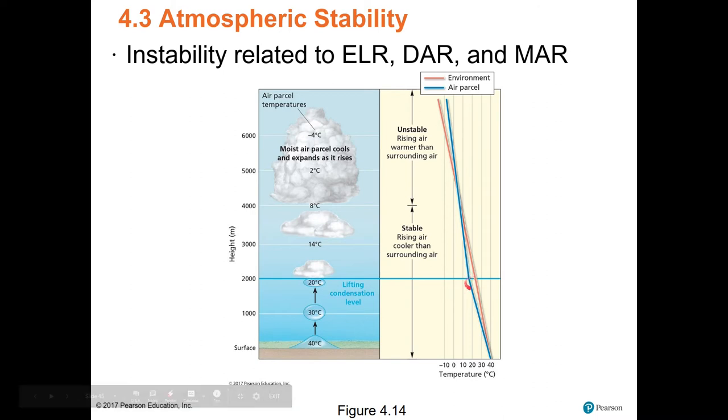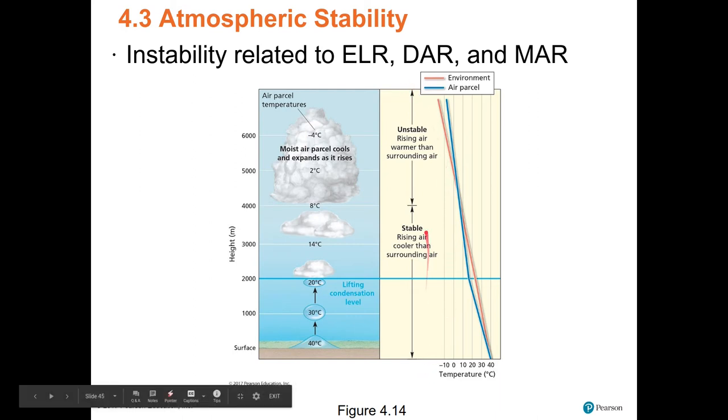But now our parcel has hit the lifting condensation level, so it's cooling at the moist adiabatic rate of 6 degrees. So now from 2 up to 6 kilometers, it's going to lose 36 degrees. And the atmosphere is cooling at a rate of 8 degrees. It's going to lose 48 degrees. So at some point, there's going to be a crossover, right? The atmosphere is going to be cooler than the parcel. The parcel is going to be warmer than the atmosphere, at which point the parcel will be unstable and it'll keep rising.